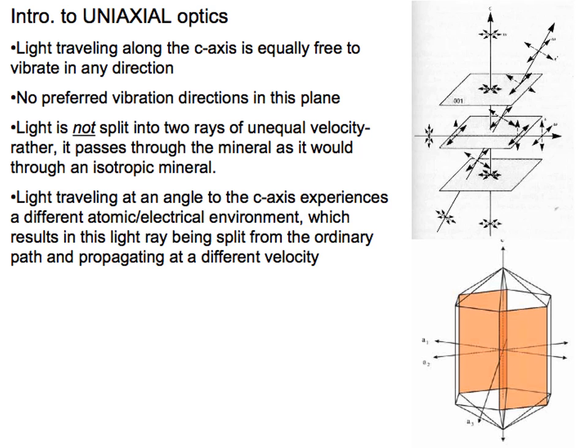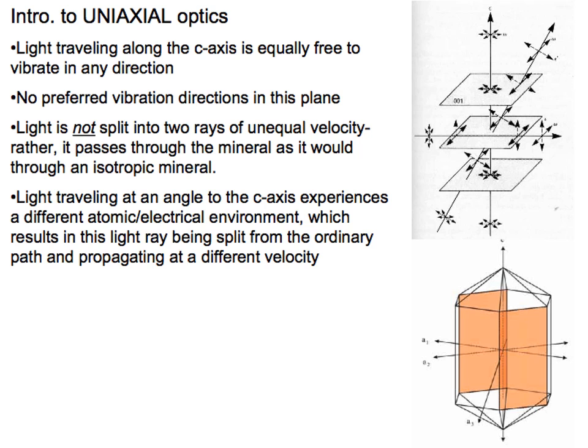So if you put the analyzer in and you have a crystal on your stage oriented in this direction with light propagating along the C-axis towards you, it will appear black, even if you rotate the stage. So it will mimic an isotropic mineral. But in any other orientation, you will see something different. You will see light splitting.